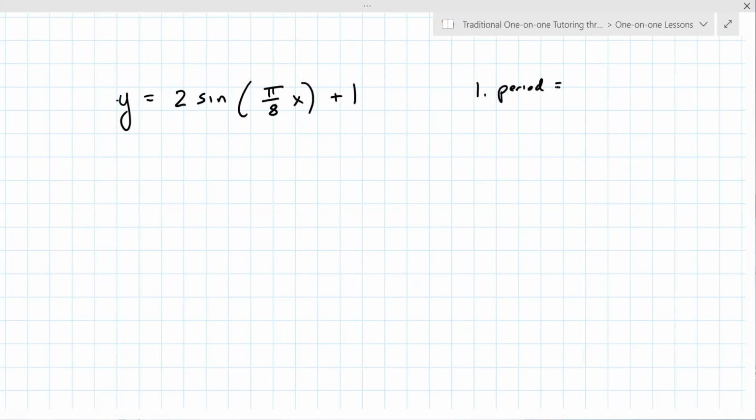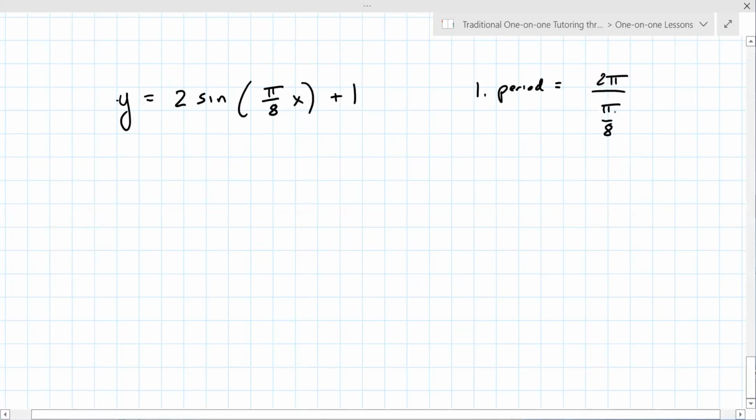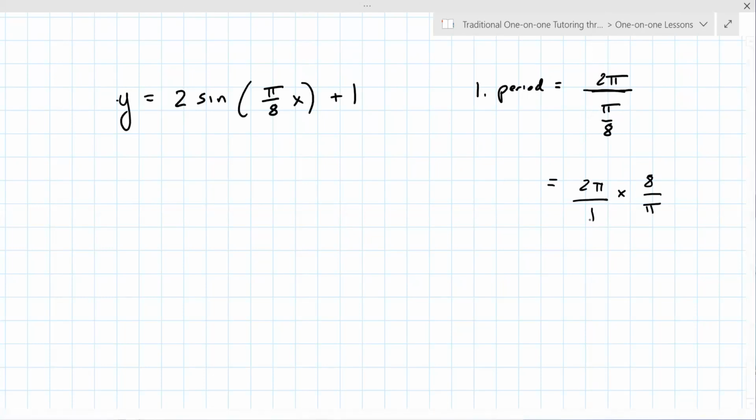Would the period be 1/4? So it's 2 pi over 8. We've got to remind ourselves how to deal with dividing a fraction. It's the same as multiplying by the reciprocal. Can you tell me what this simplifies to? Oh, it'd be 16. Good. Okay.